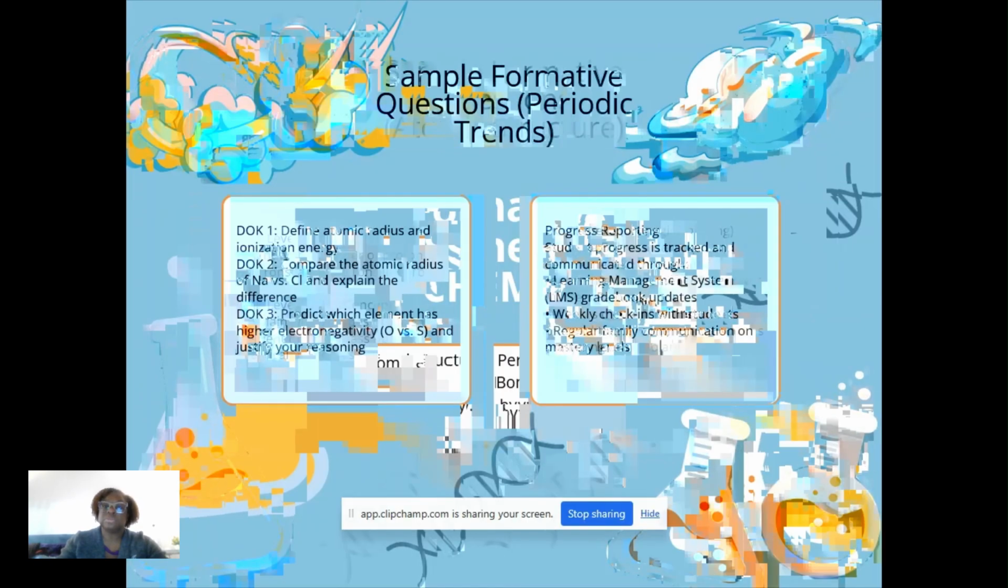Next is the periodic trends. Examples of some of the questions that I have for those would include: define the atomic radius and ionization energy. So, of course, the students would answer those questions. The way I'm going to gauge their progress is tracked by communication. So through the learning management system, through gradebook updates, and then weekly check-ins with the students, and regular family communication on mastery.